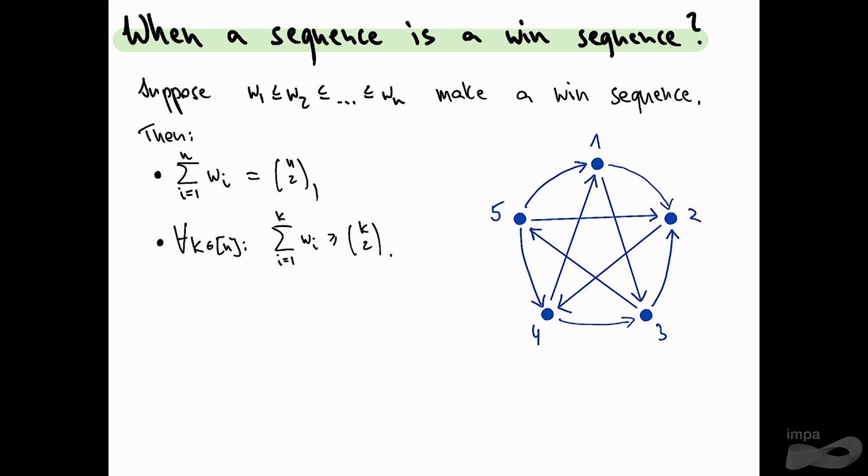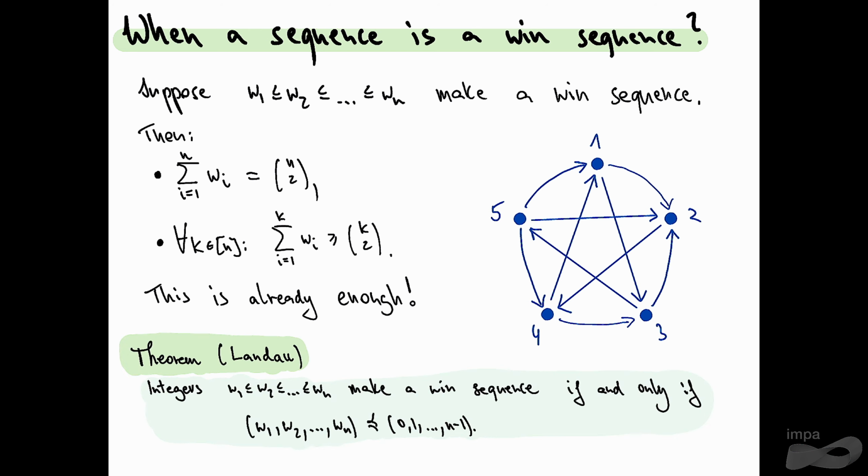And it turns out that this is already enough. If I have a sequence which satisfies these two conditions, then it turns out that I can build a tournament having this win sequence. This is a theorem attributed to Landau, which can be restated as a majorization condition. These two conditions can be rewritten as some form of majorization by the sequence 0, 1, 2, 3, up to n minus 1.